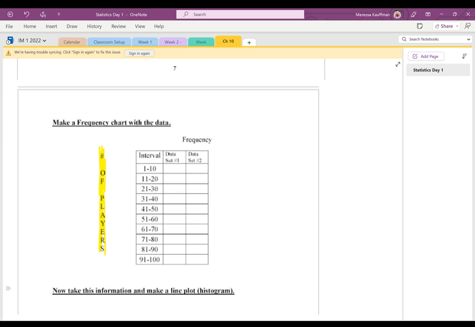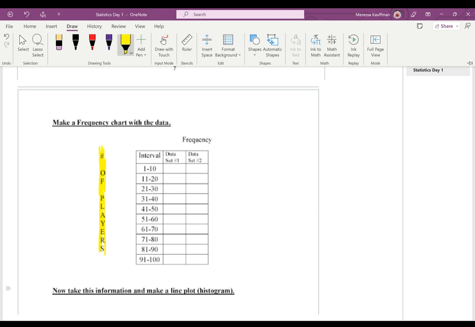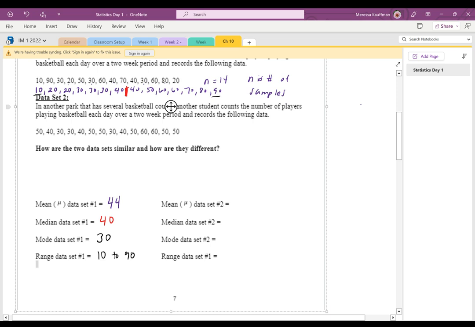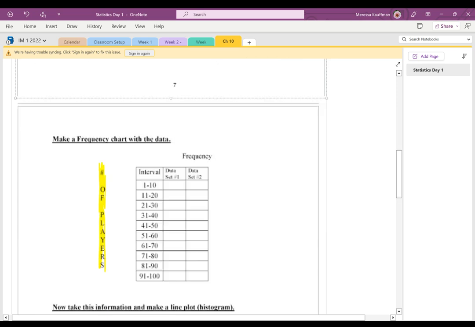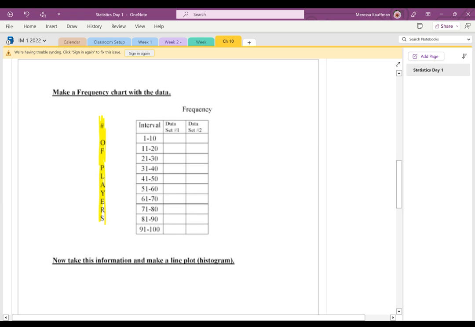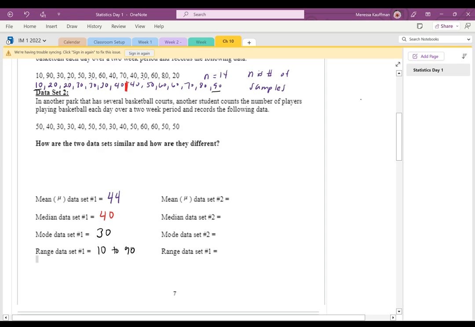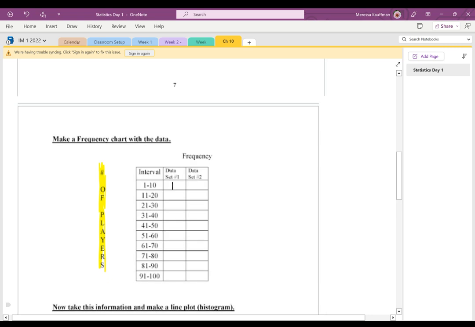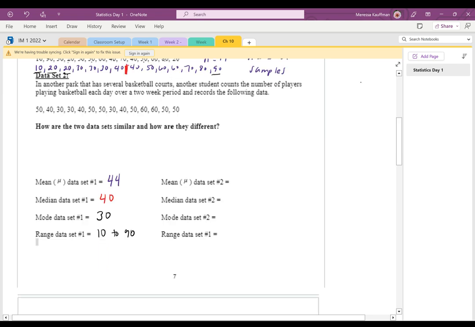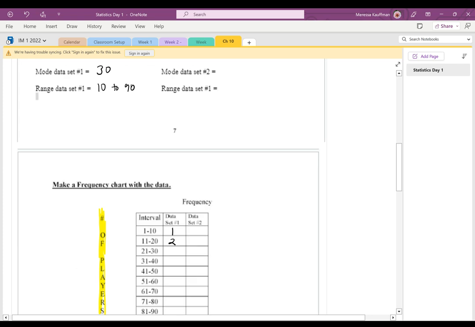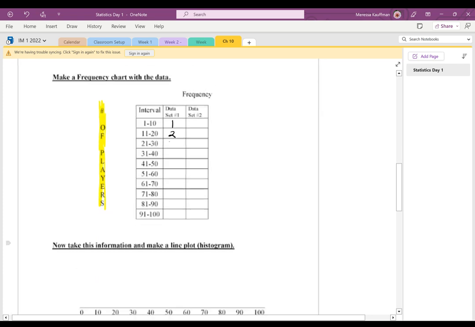So let's go to data. We're still working on data set 1. So I'm going to change this back to black here. And the number of times I had a 10 was just 1 time. So my frequency, the number of times I have 10 players in one day, is just 1 time. Why? Because in data set 1, it only occurs once. Now for 20, I have 2 times it occurs. So for data set number 1, from 11 to 20, it happens twice. And then for 30, it's 1, 2, 3. So for 21 to 30, my frequency is 3.